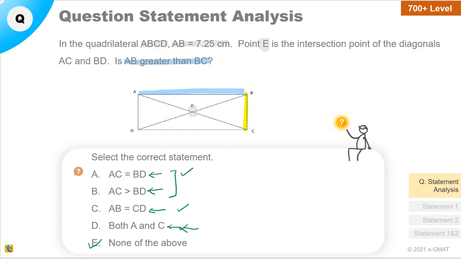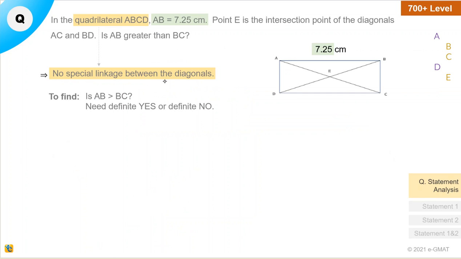Unless we know that it's a rectangle, we should never make assumptions based on how a figure looks, right? So here all it says is that it's a quadrilateral, so just take it that much. So here then we got no special linkage between the diagonals. Now here we have also put in the length of AB right above AB, so you can see the data from the question, and we need to find exactly whether AB is greater than BC. So you need a definite yes or a definite no. That is what we need to find.